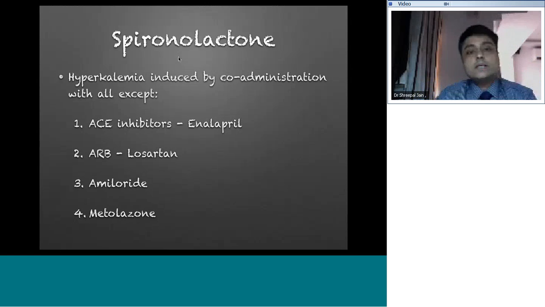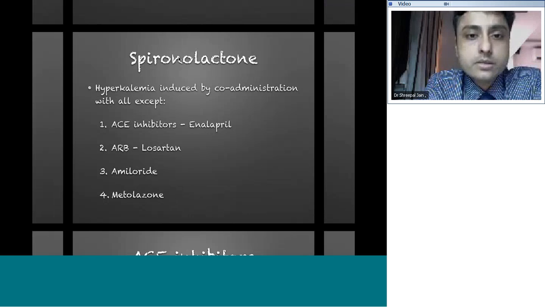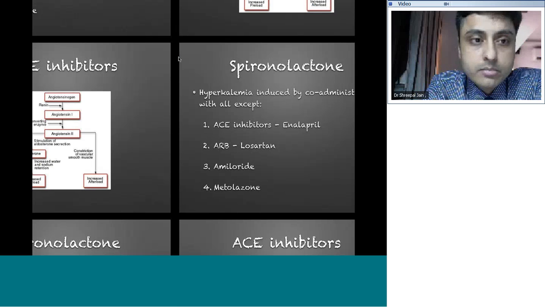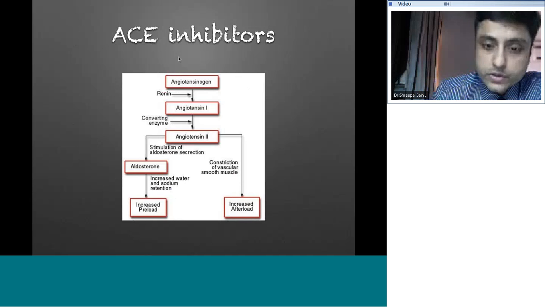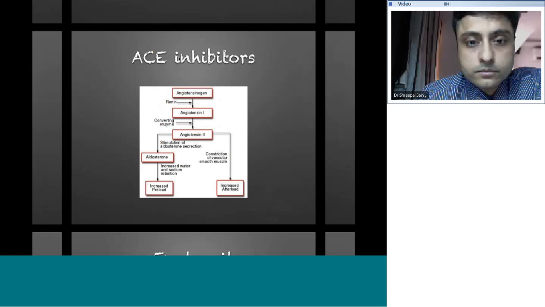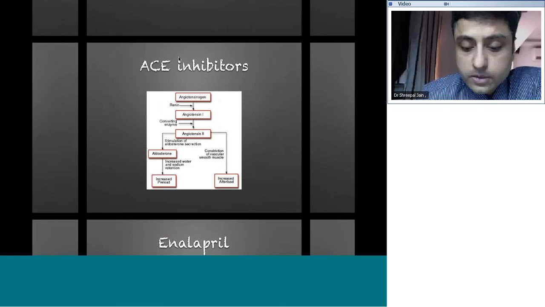So coming to the next set of drugs, the ACE inhibitors. We know the mechanism of action, that angiotensin converting enzyme is blocked, so there is no production of angiotensin 2, which is a potent vasoconstrictor, as well as leads to production of aldosterone, which helps in retaining water and sodium, producing increased preload. The most common drug amongst this group is enalapril.